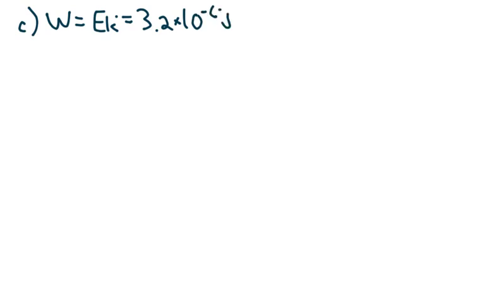Letter C, this one ties together a few things that we've already talked about in terms of work and its relationship with other concepts. So this one's actually an enhanced understanding level question. In order to find the velocity of the sphere, we need to remember that work and kinetic energy are the same thing. So we actually have a kinetic energy of 3.2 times 10 to the minus 6 joules.